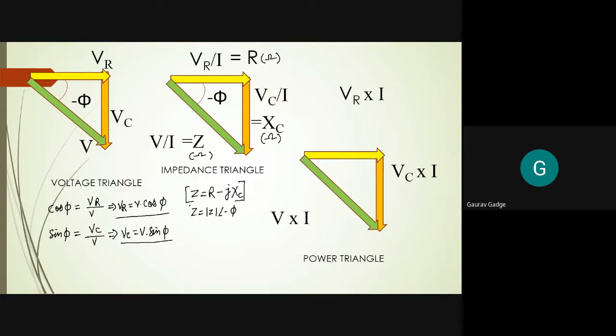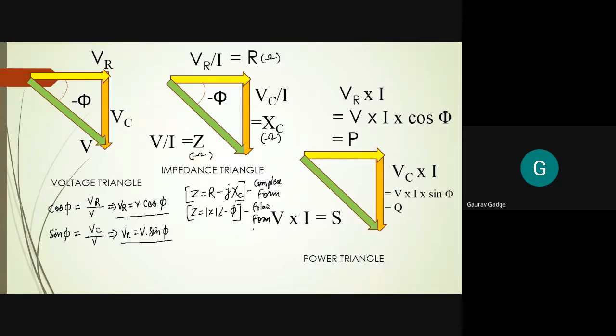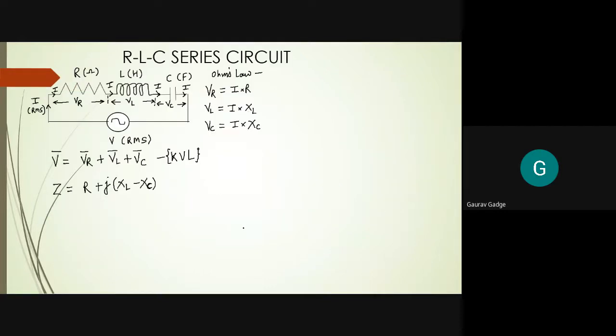Z is equal to R minus jXC, or in polar form, Z is equal to mod Z angle minus phi. So this is called complex form, and this other equation is called polar form. Another format is called polar form.